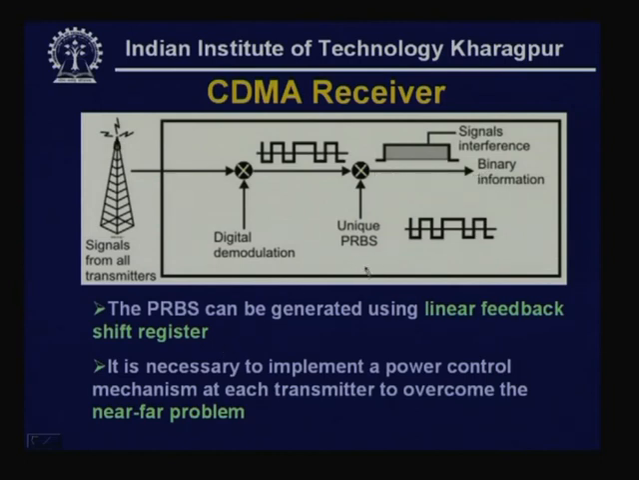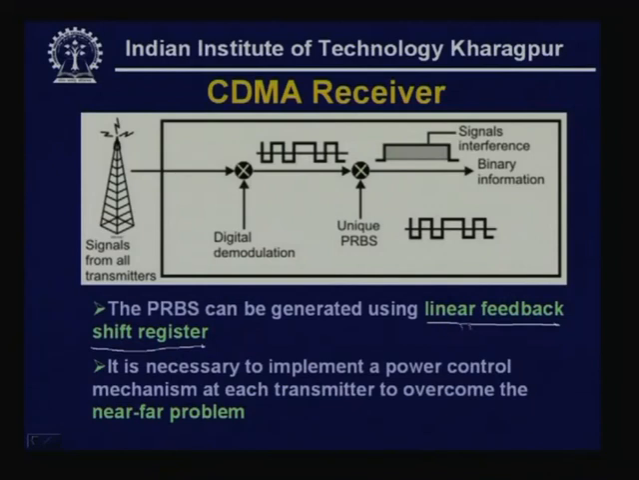Now, you may be asking, how do you generate these chip sequences? This is being done by using a linear feedback shift register. You may recall that when we use cyclic redundancy code for error detection, to generate that cyclic redundancy code and also to check it, we use some linear feedback shift register to generate a random sequence.